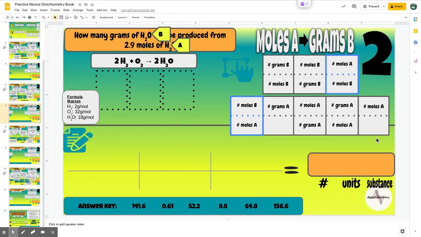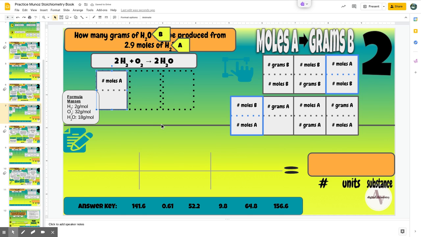So that means you are going to start with moles of A, and A represents the starting substance, so A represents H2. And you're trying to get to grams of H2O, so B is going to be the substance H2O. So you're going to move these cards around to get to grams of B.